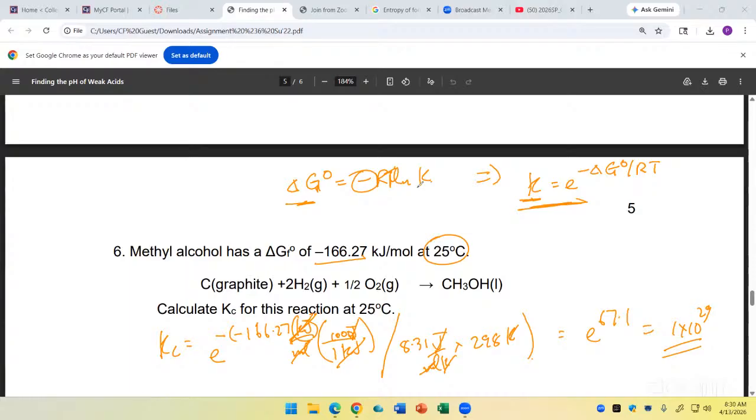So basically what we can say is that any reaction with a large equilibrium constant, its delta G is going to be negative. In other words, the reaction will be favorable, because remember, delta G is what we use to make predictions as to whether or not a reaction is spontaneous. If delta G is negative, then the reaction is spontaneous. If delta G is positive, then the reaction will be non-spontaneous.